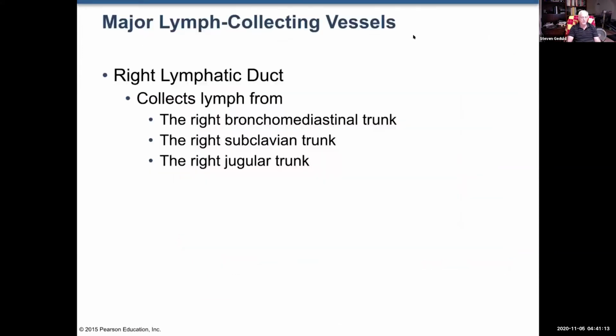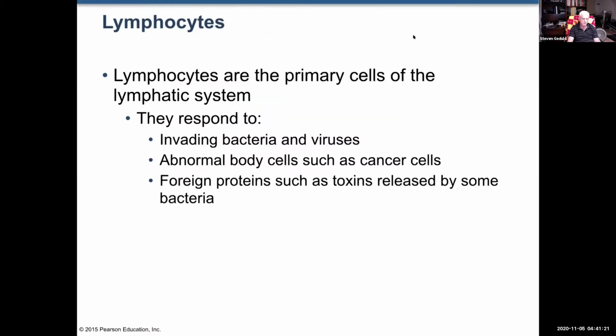So your right lymphatic duct collects, like I said, the right side: the right bronchomediastinal trunk, the right subclavian trunk, and the right jugular trunk. Okay, so that's your lymphatic system. That's how we drain the lymphatic system.